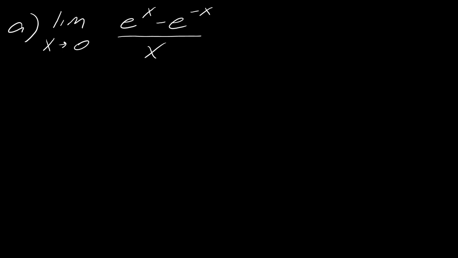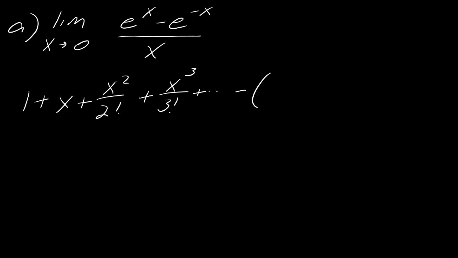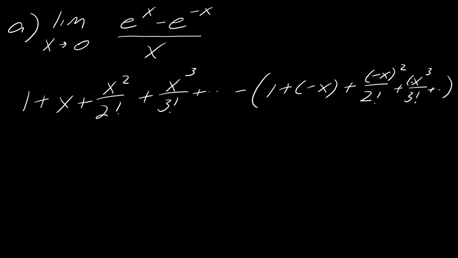I am not going to worry about the limit for a second. I just want to try to sort out the algebra here. So let's write this out. So this is 1 plus x plus x squared over 2 factorial plus x cubed over 3 factorial, and so on and so forth, minus, okay, so now we've got to do the e to the negative x. So this is 1 plus negative x plus x squared over 2 factorial plus negative x cubed over 3 factorial, and so on and so forth.